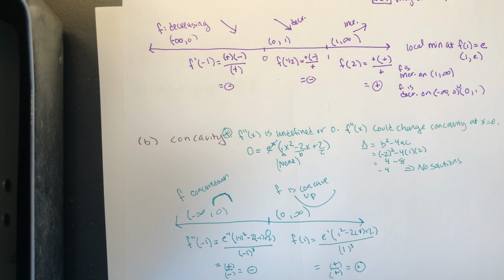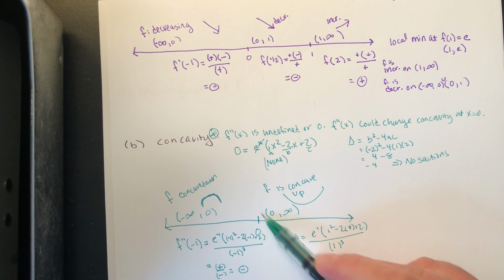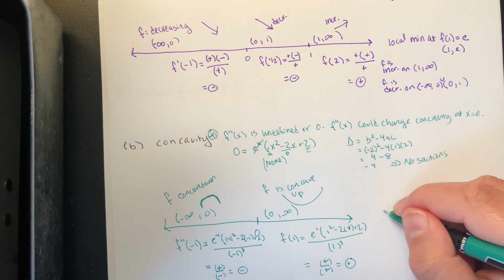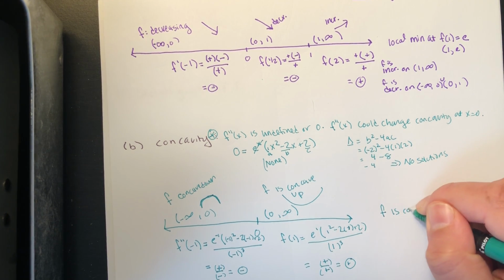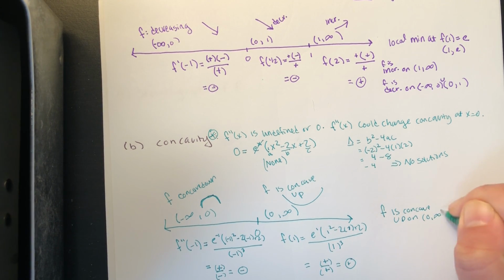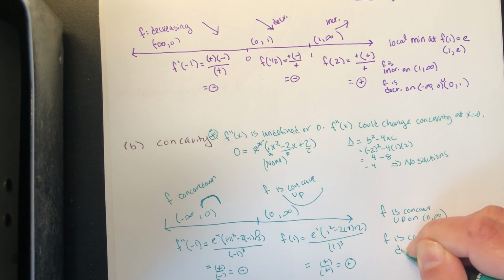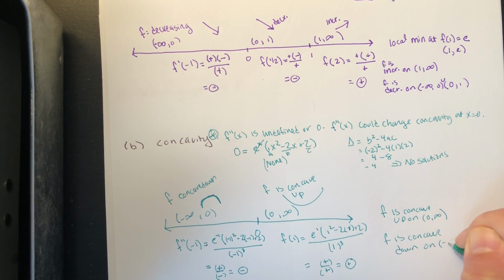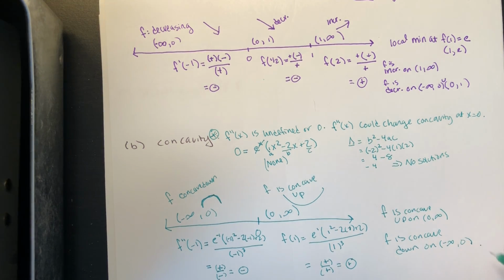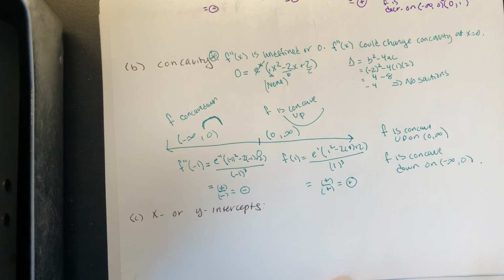All right. So now we can write out there's no inflection points because the only place where you change concavity is where the function's undefined, but we can still say that f is concave up on 0 to infinity, and f is concave down from negative infinity to 0. All right, so we're all set with the second derivative function here. Now we move on to other important parts of the graph.